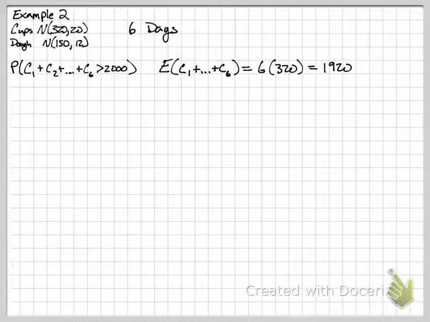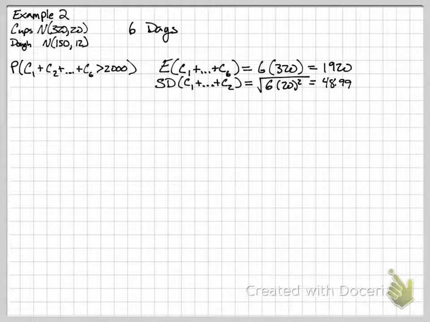All right, so I want you guys to go ahead and pause it. Find me the standard deviation of that. All right, check your answer with mine. So you should have gotten a standard deviation of 48.99 cups. So now our next step, we found our mean, we found our standard deviation.